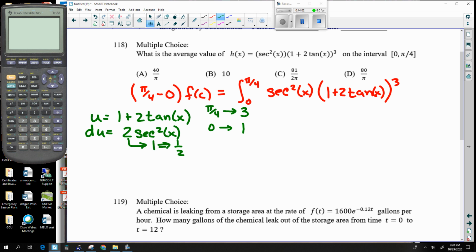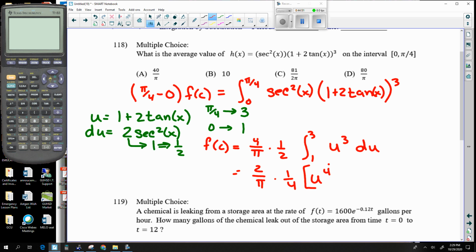Again, tangent is sine over cosine. All right, so what is created here? So I'm going to divide by this pi over 4, so that'd be 4 over pi with the division. And so that's coming from the left-hand side. The u substitution itself is creating a 1/2. The integral is reevaluated from 1 to 3. All of that is now u to the 3rd du. This is going to create a 1/4 u to the 4th from 1 to 3.